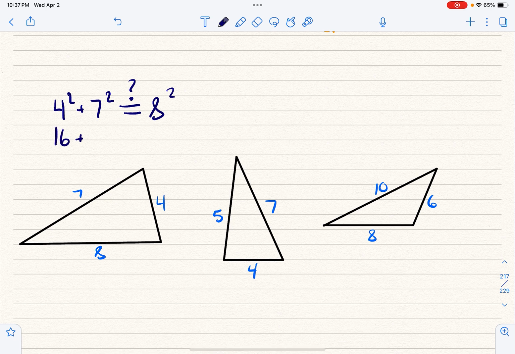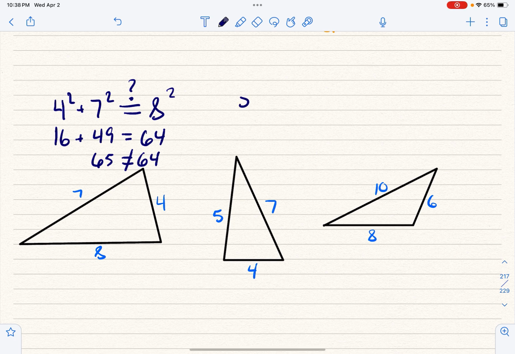And this is 16 plus 49 equals 64. But 16 and 49 is 65. And that does not equal 64. Even though it's really close, this is not a right triangle. Okay, let's look at this next one.